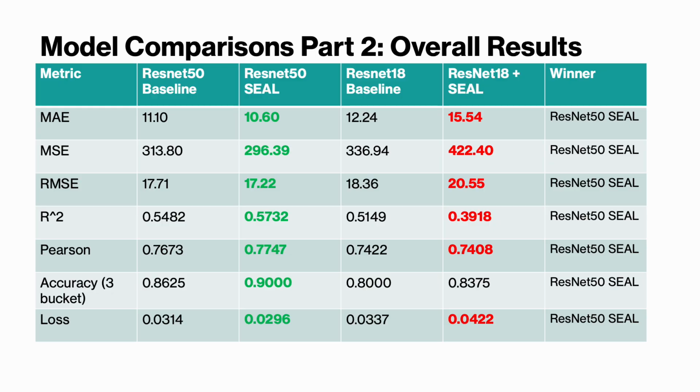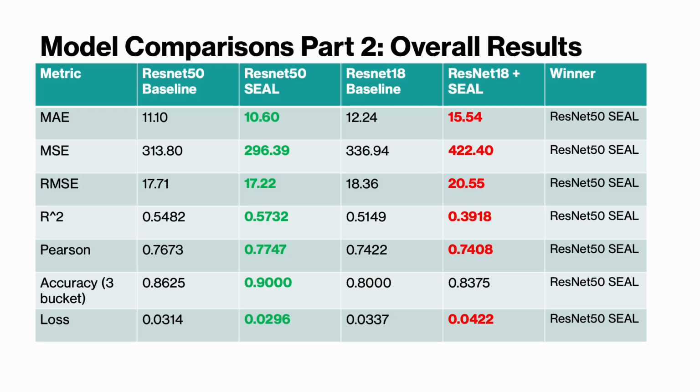Here's the full quantitative comparison across all 4 models. The winner on every single metric is ResNet50 plus SEAL. Looking at MAE, the ResNet50 baseline lands at 11.10 percentage points. After SEAL, that drops to 10.60, a 7% improvement. R squared rises from 0.548 to 0.573 and 3 bucket accuracy, which measures whether the model correctly classifies a scalp as low, medium, or high coverage, jumps from 86.25% to 90%.